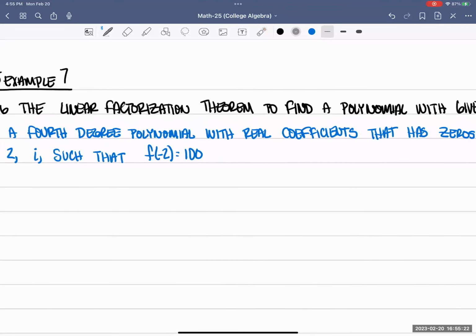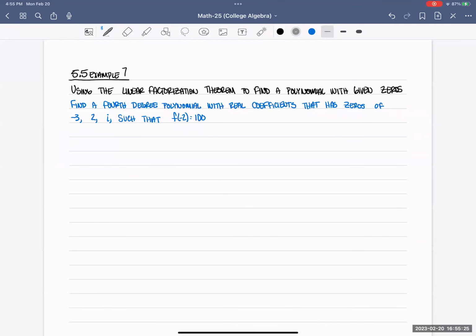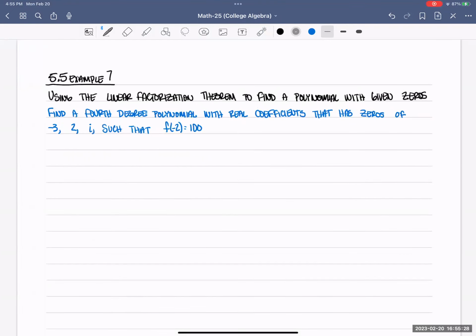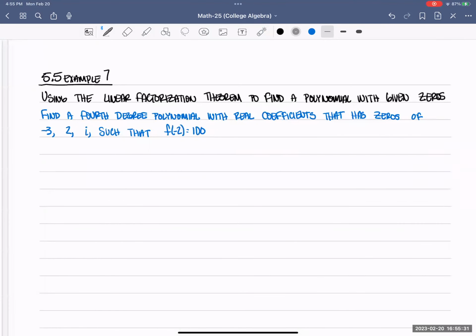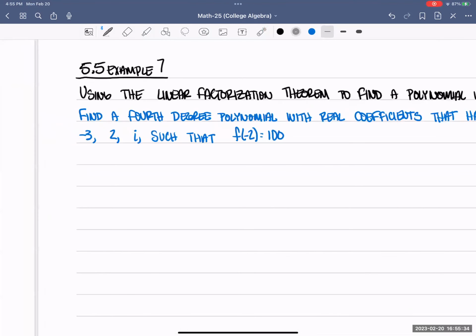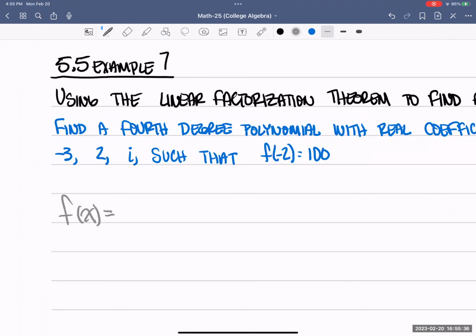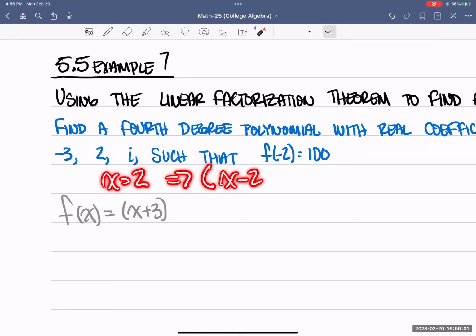Okay, so we have a fourth degree polynomial. And what we know for sure is that we have these zeros. So let's start with that first. f of x is equal to, here we have a zero of x equals -3. So to find the factorization part, we're going to set it equal to 0. So we have x plus 3 here. And just the opposite over here. So we have x equals 2. So that tells us that the factor was x minus 2.